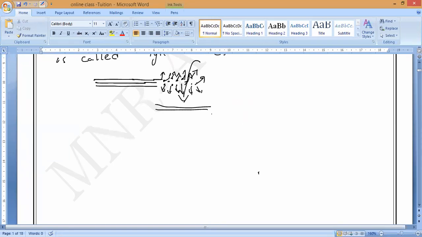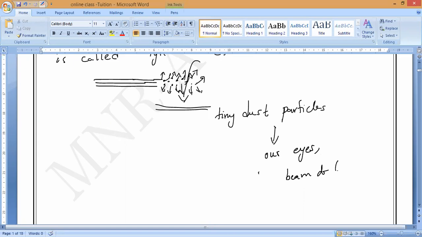So these tiny dust particles, listen very carefully, which are present in this air, will scatter the beam of light all around the room. So when the scattered light enters into our eyes, they scatter the light in all directions, so that light enters our eyes. Then only we can see a beam of light. That is what we call scattering of light.